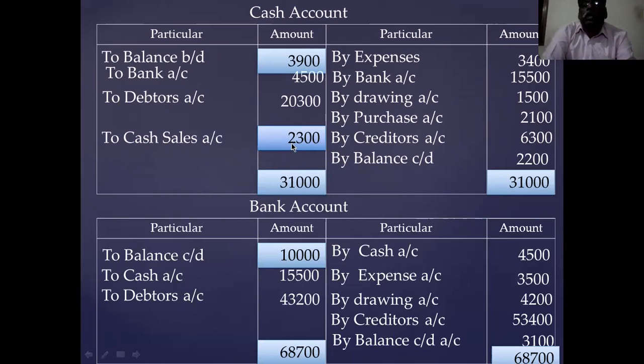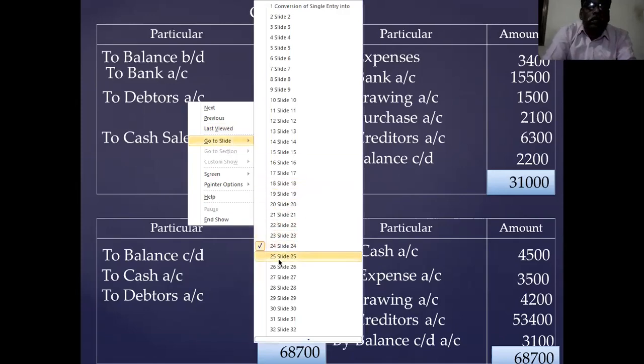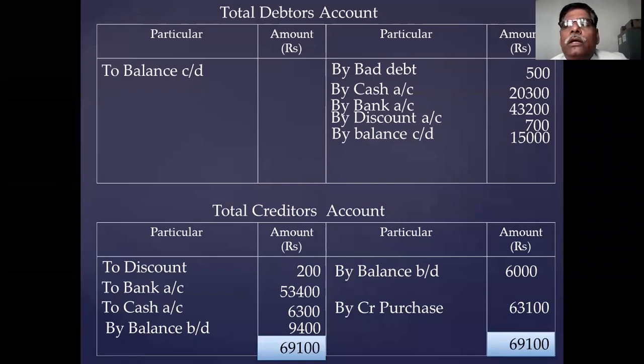Okay, then this cash purchase is to be deducted from the total. This cash sale is to be deducted from the total sale. You deduct from the total sale, then you will get credit sale. So I'll go now to the debtors account.